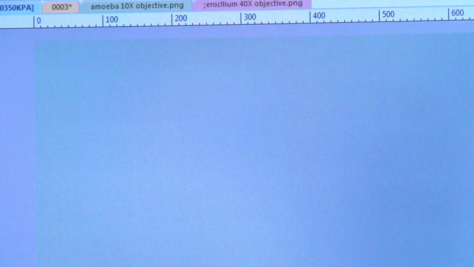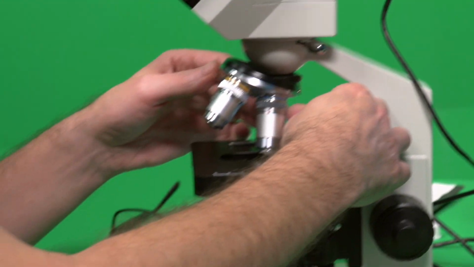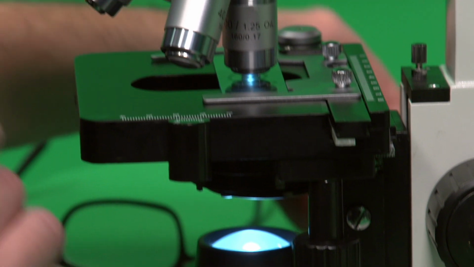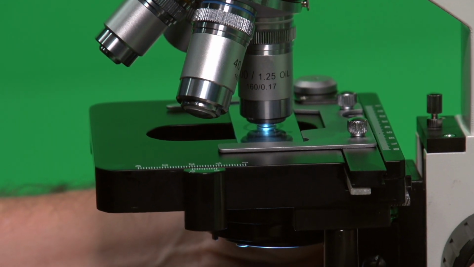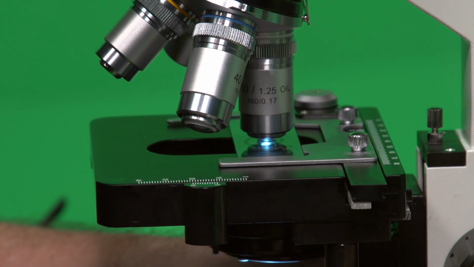Now the 40x objective. All right, get this kind of centered. And now the 100x objective. All right, so now what I'm going to go ahead and do is stick the immersion oil on the slide, as we do. Put the 100x objective right into it, and then try to get it into focus.